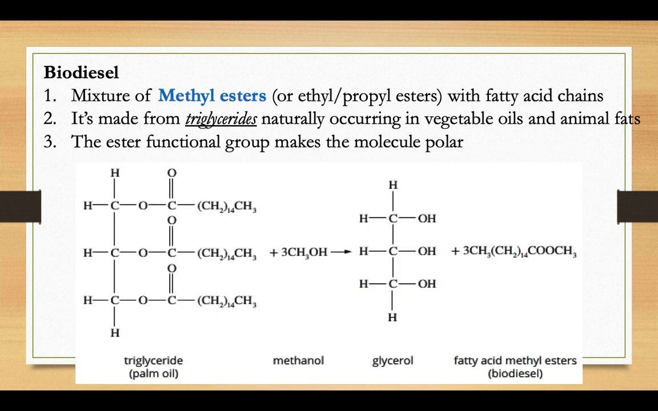Biodiesel. Remember, biodiesel is simply a mixture of methyl esters. Of course, in reality, we might also have ethyl or propyl esters. They are made using triglycerides, which are naturally occurring in vegetable oils and animal fats. So here, this is our biodiesel. The ester functional group makes this molecule polar.